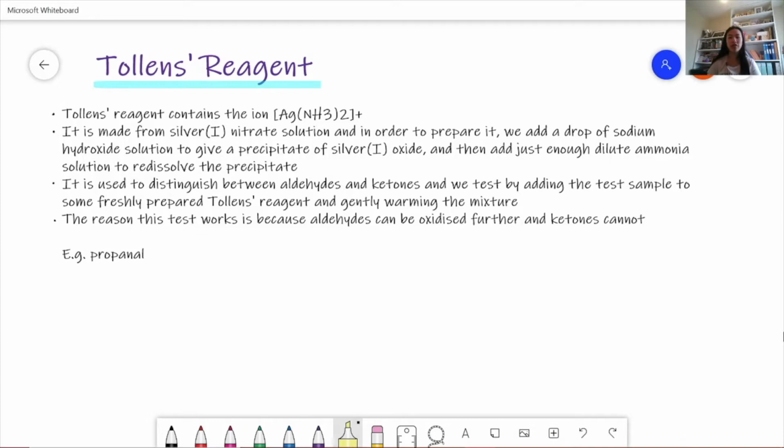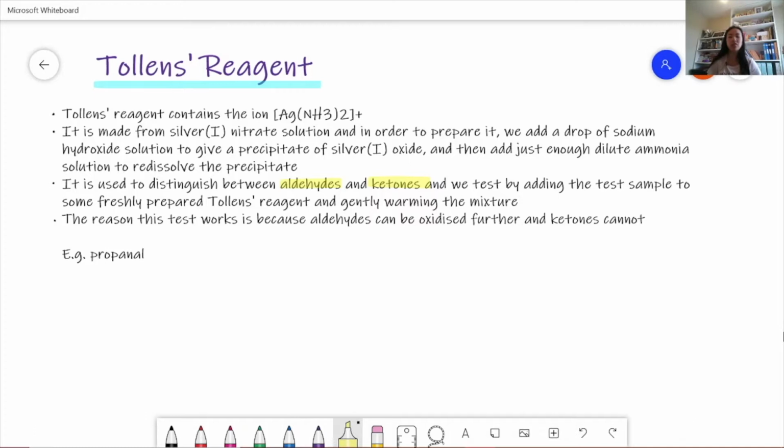Now we're going to look at Tollens reagent. Tollens reagent contains the ion [Ag(NH3)2]+, and it's made from silver 1 nitrate solution. In order for us to prepare it, we add a drop of sodium hydroxide solution to give a precipitate of silver 1 oxide, and then add just enough dilute ammonia solution to redissolve the precipitate. This reagent is used to distinguish between aldehydes and ketones. The way we test it is by adding the test sample to some freshly prepared Tollens reagent, and we have to gently warm the mixture.